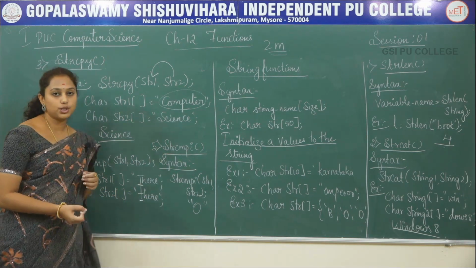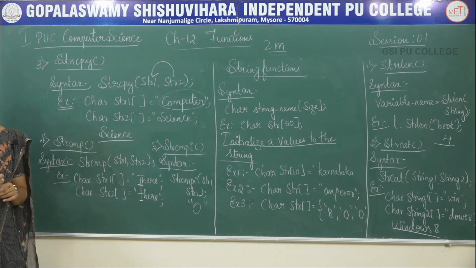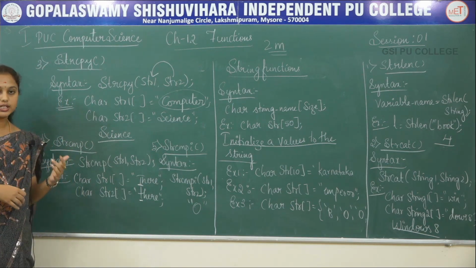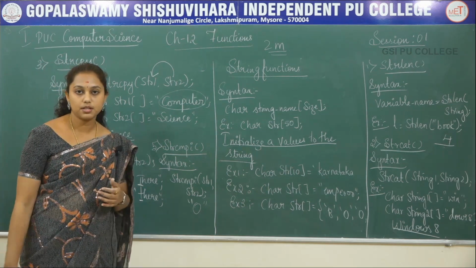The other functions are random and randomize functions. Random and randomize functions are used to generate pseudo-random numbers.